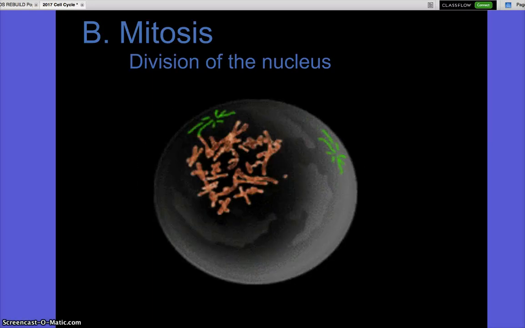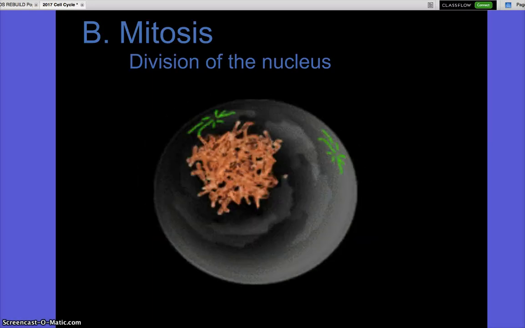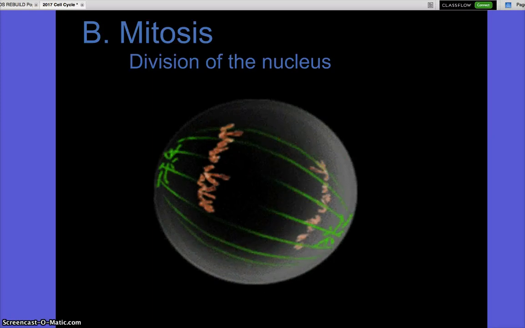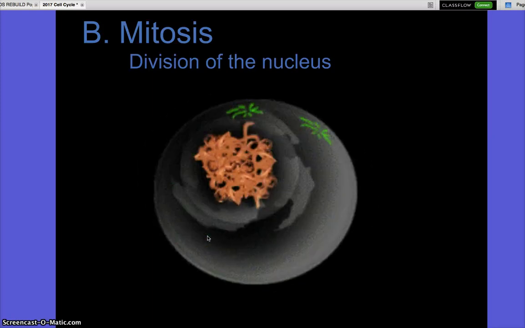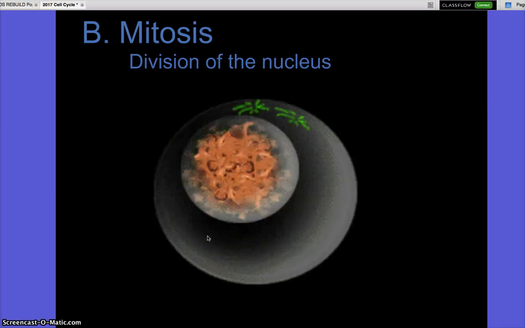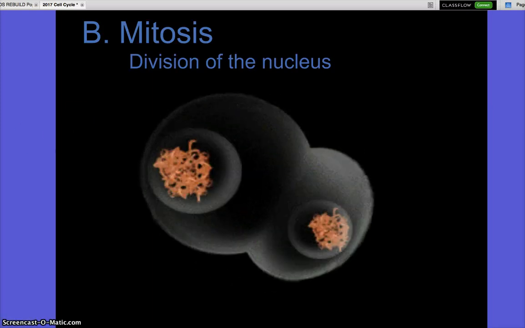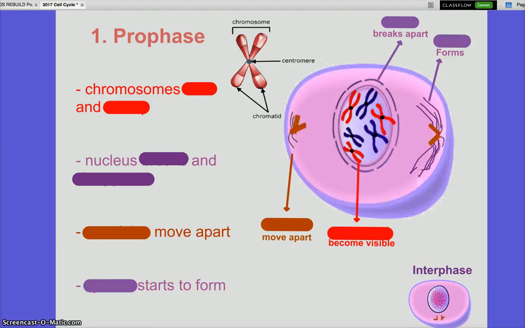So the cell cycle has 3 parts: interphase, mitosis, cytokinesis. Interphase is the cell preparing for division. Mitosis is when the nucleus divides, okay? So not the cell completely dividing, but the nucleus is going to divide, and a lot of things happen within the cell to cause or to allow for this to happen.